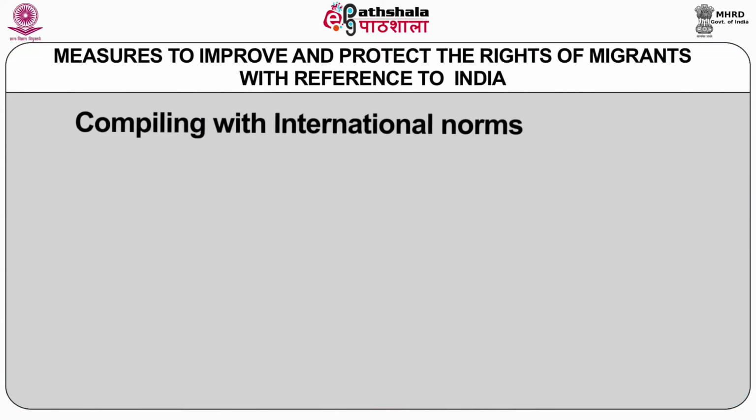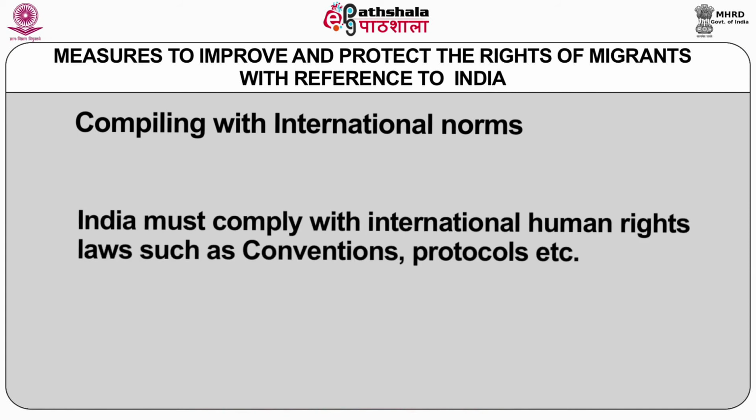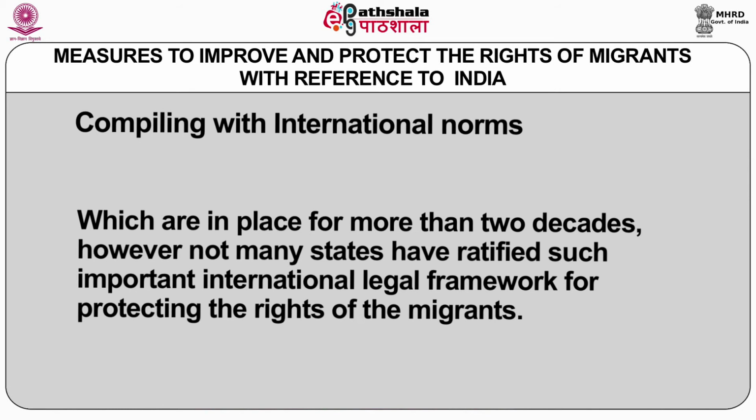Similarly, in interstate migration, in most cases there is freedom given to citizens to move anywhere within the territory of the state. For example, in India, it's allowed under the Constitution of India. Even though states have the power to manage migration flows, they also have the obligation to uphold the rights of individuals who migrate within their territory or come from outside under their jurisdiction. Complying with international norms, India must comply with international human rights laws such as conventions, protocols, etc., which are in place for more than 2 decades.